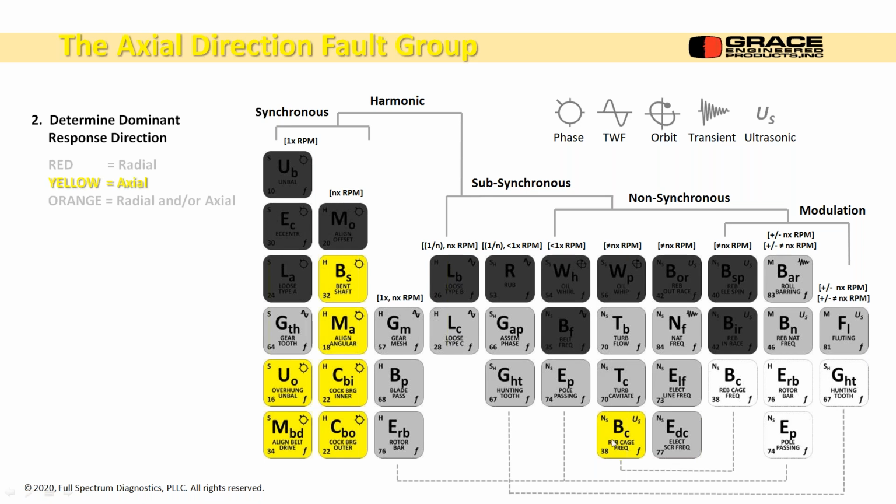Oh, and there's one oddball out here, the bearing cage frequency, the spacer between all the balls. When it rotates, if there's a thrust load on it, it will respond in that direction, and you'll start to see an axial peak in the spectrum, which is unusual. That's the only one of the bearing frequencies that acts in the axial direction.